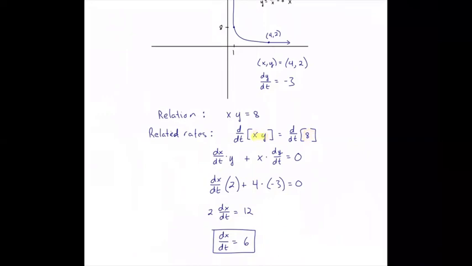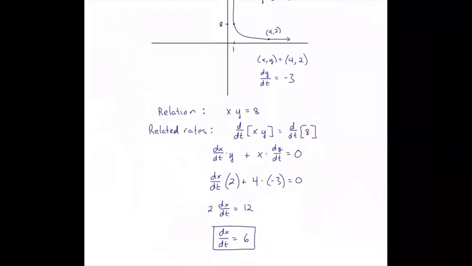And this is a product rule. The derivative of x with respect to time times y. That's the derivative of the first times the second, plus the first times the derivative of the second. So this is the derivative of y with respect to time, t. And the derivative of this constant is just 0. So there we have it.